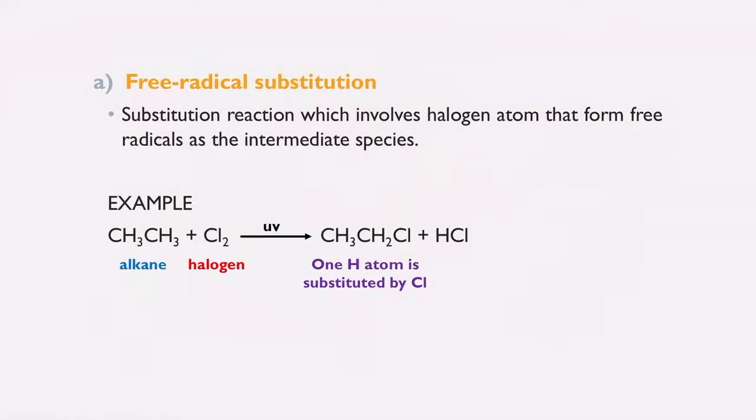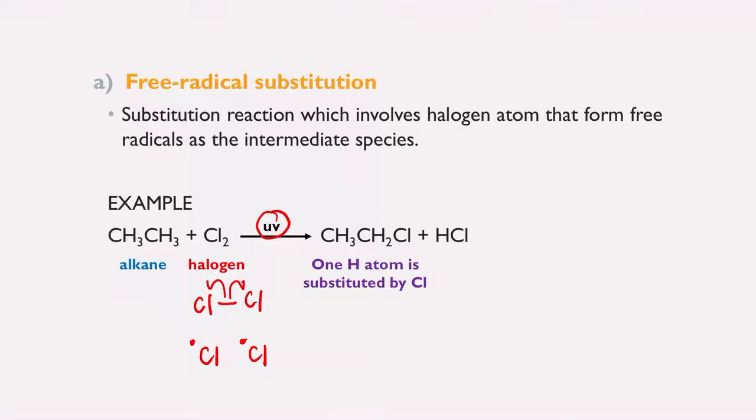Okay, so free radical substitution maksudnya it will involve halogen atom that will form free radicals as the intermediate species. Okay, that means basically sebenarnya ni kan awak nampak UV kan. So ada alkane, halogen, UV, and then you have this product here. So that means that Cl tu actually dia akan undergo homolytic cleavage lah dulu. Okay, dia undergo homolytic cleavage and then dia akan form chlorine radicals. Okay, lepas tu barulah dia attack dekat awak punya alkane ni.